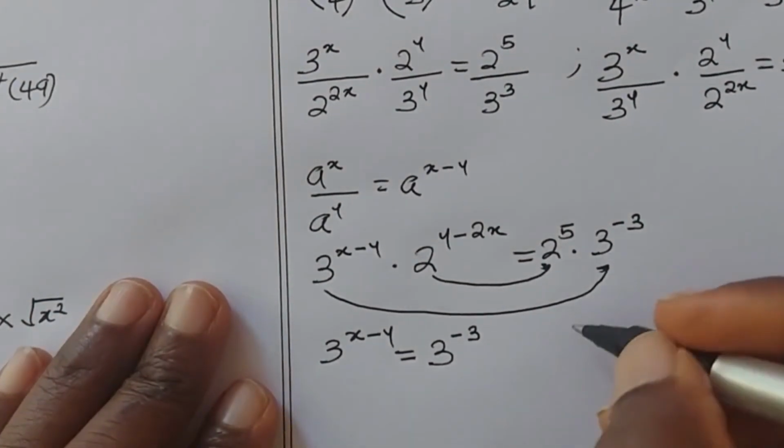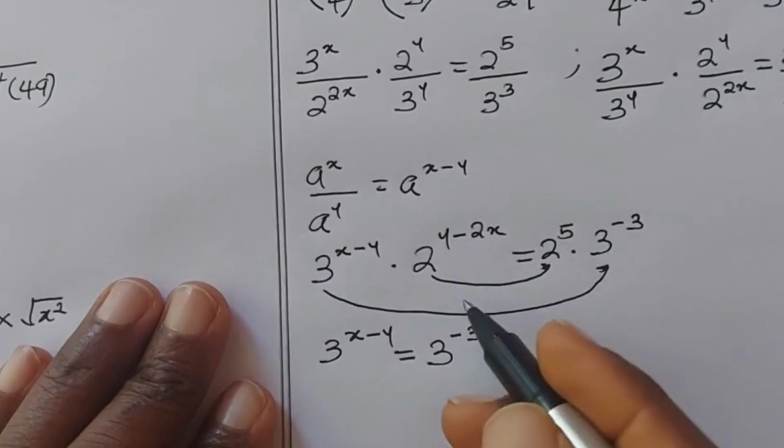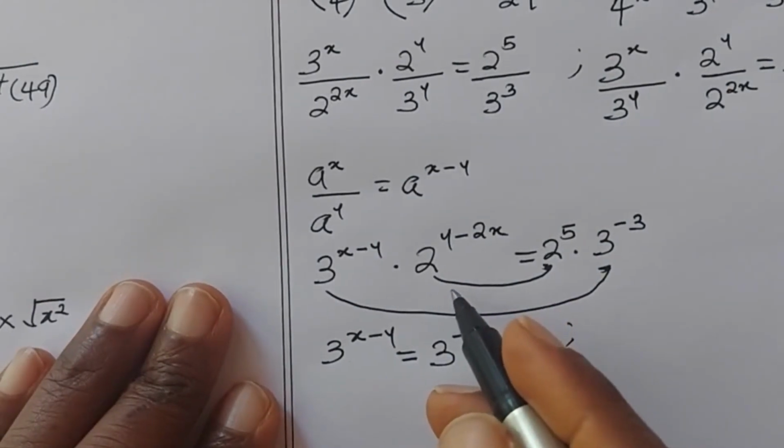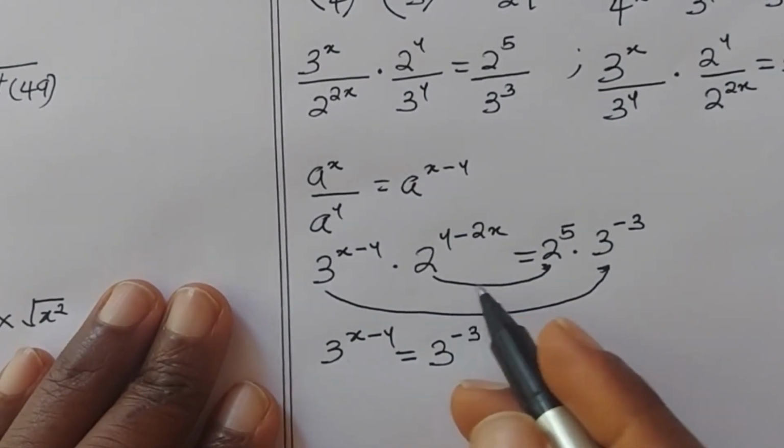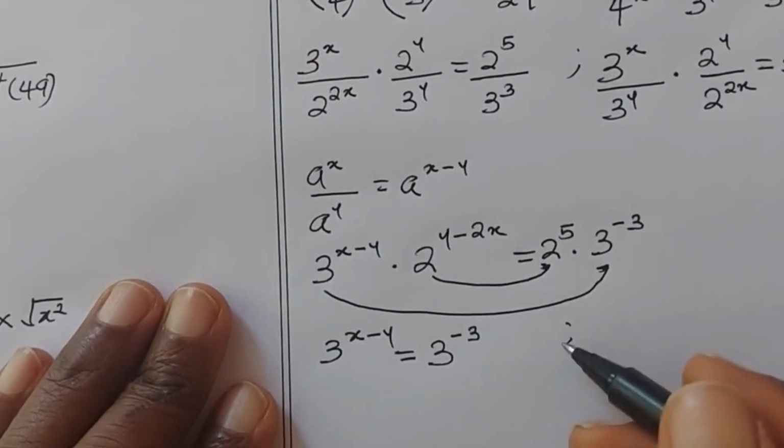So now I can move on and do the same thing for the 2s. Let me continue from there.